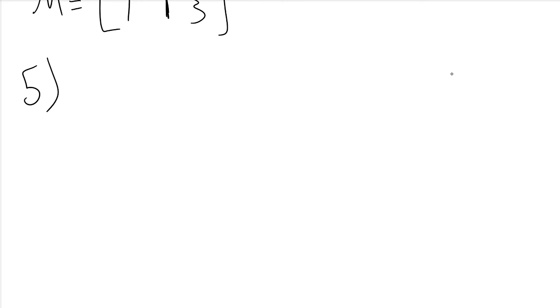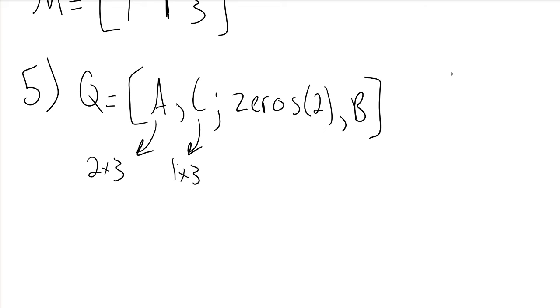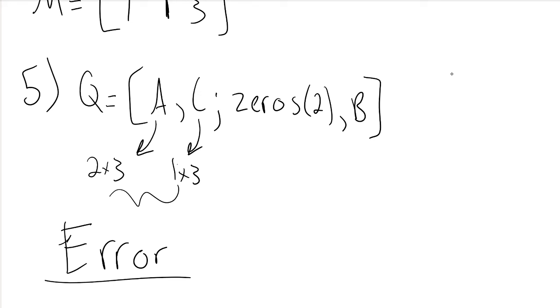All right, moving on to number 5. If Q is equal to our A matrix concatenated with our C matrix, and then attached to that we're going to get a 2 by 2 of zeros, and then attached to that we're going to get our B matrix. So if you notice already, this right here, A, is a 2 by 3, and our C, if we look above, is a 1 by 3. So already these two cannot be concatenated together, and we're going to result in an error right off the bat. So error, we don't have to go any further because we already know that it's going to error.